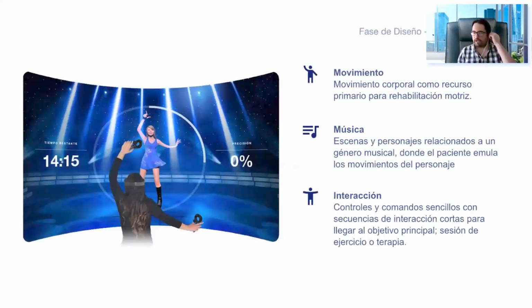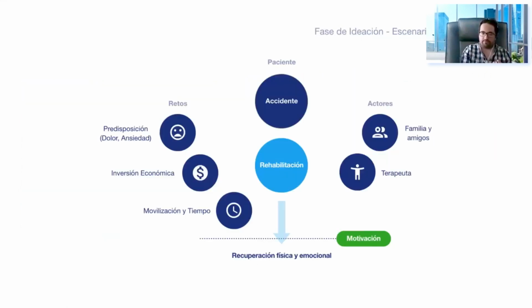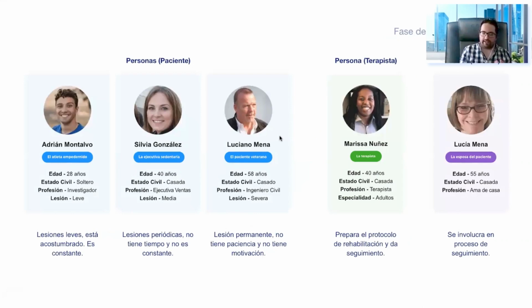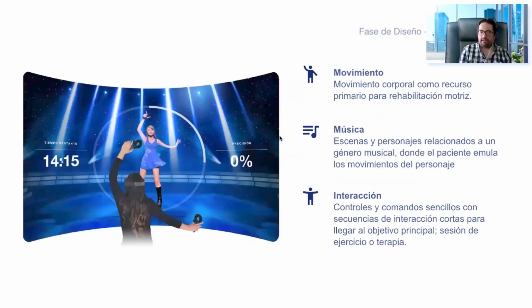So this is why I proceeded with an idea related to music, because as we saw in the personas, we have young and relatively old people that might be interested in different things. But I think music was the common thread between all of them, and they can relate to that. Obviously, we want to have them move because that's the primary resource of rehab.